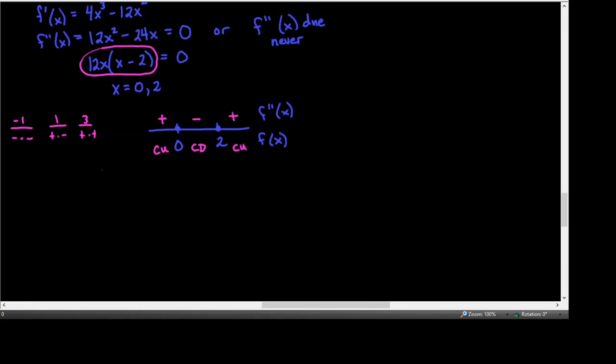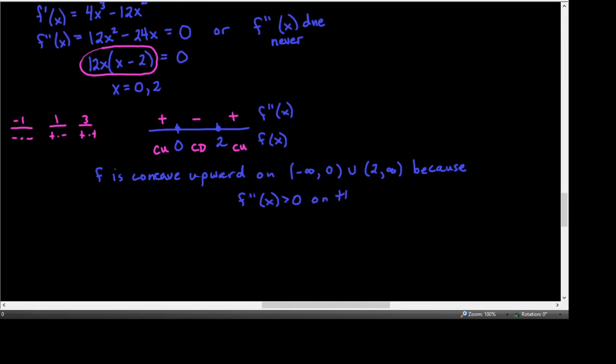So we will write what we just realized. F is concave upward on the intervals from -infinity to 0, as well as from 2 to infinity, because f double prime is greater than 0 on those intervals. Okay, so this is where I'm addressing concavity.